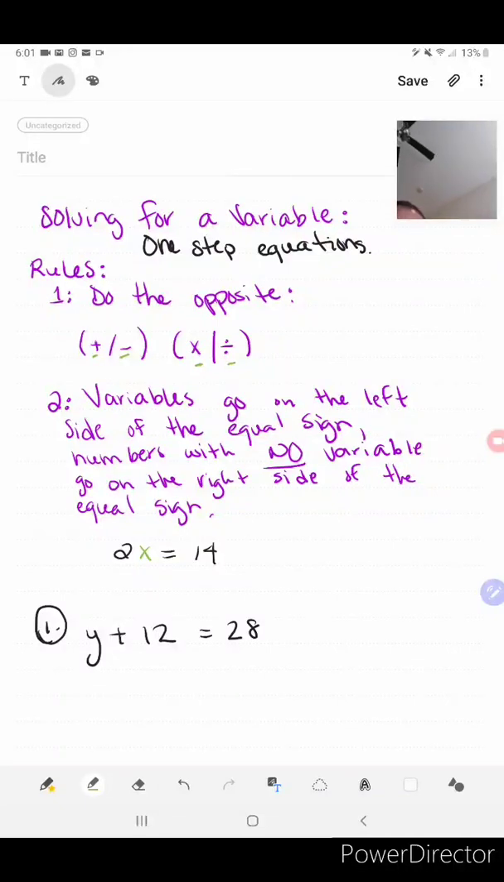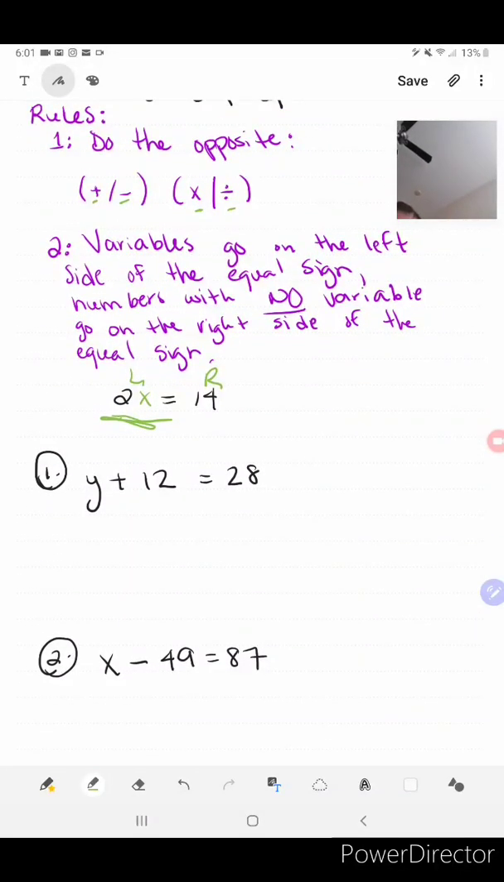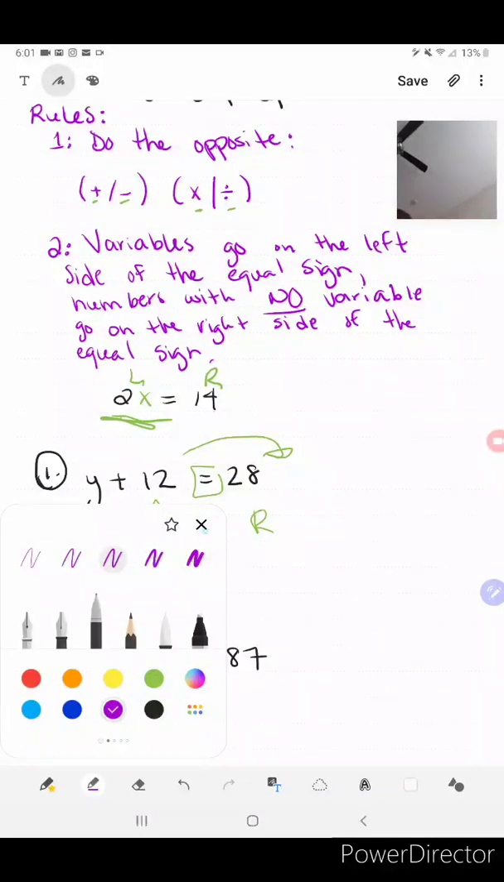The second rule is variables go on the left side of the equal sign, and numbers with no variables go on the right side of the equal sign. So this is your format. In this example, I've got a variable on the left side and a number on the right side. This number, 12, is on the wrong side. It belongs on this side. So you do the opposite operation. That's how you're going to move that 12 over.